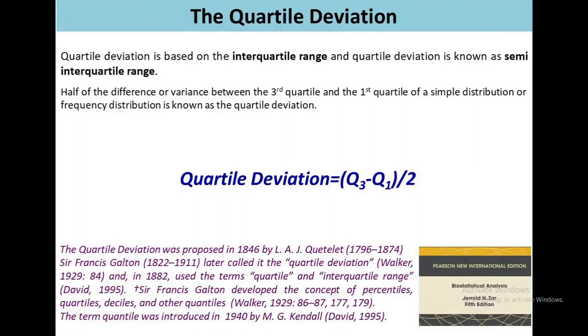This measure was proposed in 1846 by Quetelet and Sir Francis Galton later called it the quartile deviation. And he also used the terms quartile and interquartile range. In addition, Sir Francis Galton developed the concept of percentiles, quartiles, deciles, and other quantiles. However, the term quantile was introduced by M.G. Kendall.